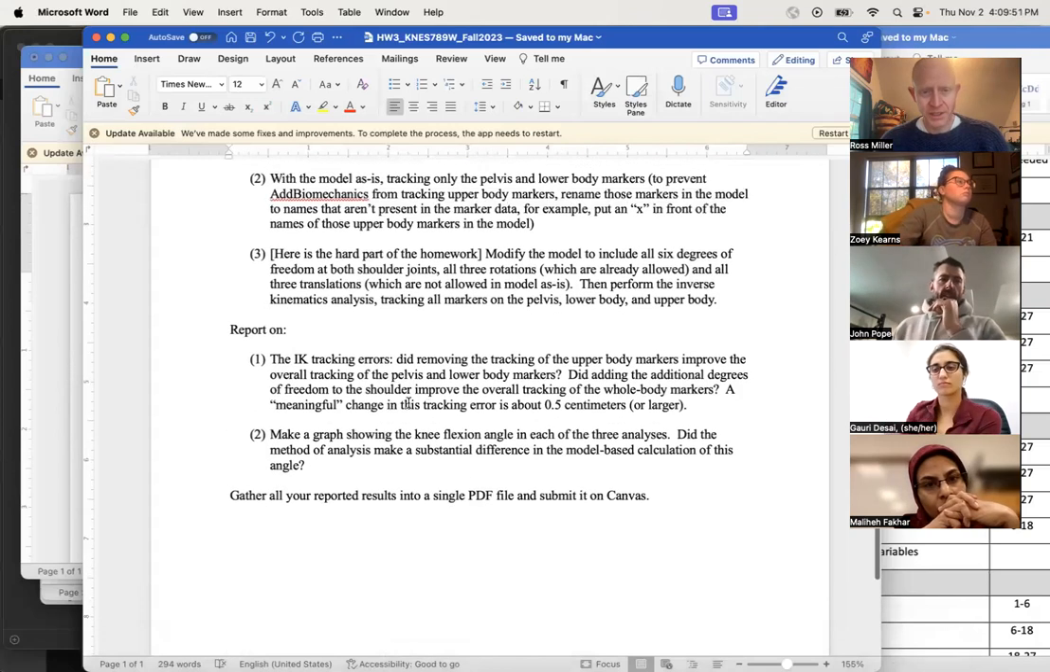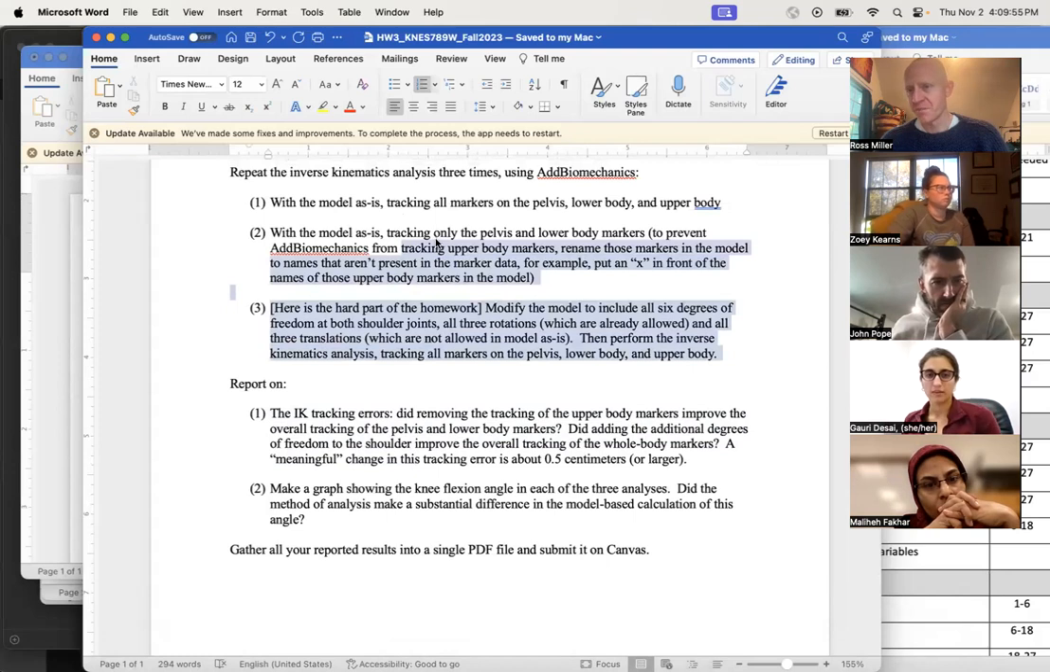Then I asked you to simply report the IK tracking errors. Did making either of these 2 changes meaningfully improve how well the model was able to track the markers? And then make a graph of the knee flexion angle for each one of those 3 cases, and whether or not it improved the tracking at all. Did that overall have a meaningful effect on the shape of that waveform that you got for knee flexion?